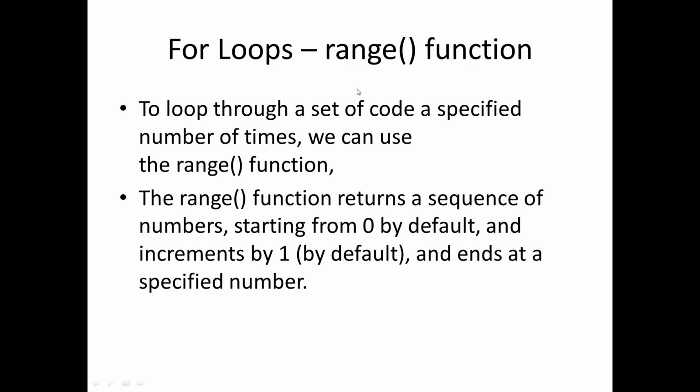Let's talk about a special variation of the for loop. This is where the for loop uses a range function. This is provided as part of the set of libraries that comes when you run Python. So to loop through a set of code a specified number of times, we can use this function. And the function comes with some default behavior. It automatically returns a sequence of numbers for you to keep count of your number of iterations of program logic. It starts from 0 by default and increments by 1 by default without you programming that. And it ends at a number that you specify. So let's talk about that a bit.